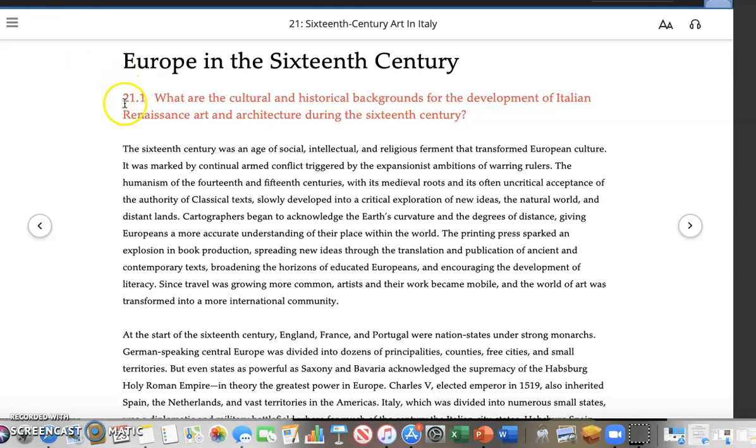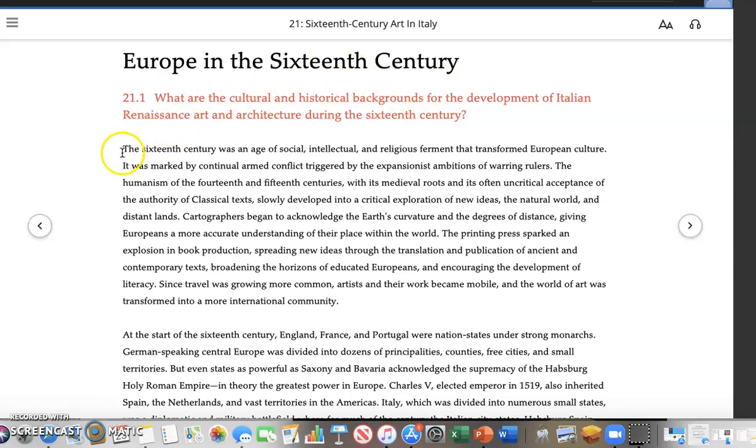So here in section 21.1, the textbook gets you thinking about Europe in the 16th century. Because the simplest definition of the High Renaissance is just a time period, the 1500s. Although we're going to narrow that down. We're going to actually see that what we call the High Renaissance is really the beginning of the 1500s, and then things get more complicated.